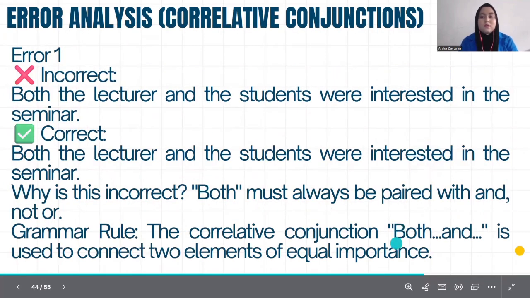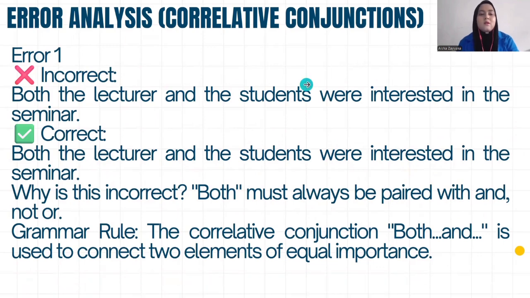And the last paragraph is correlative conjunction. Error number 1 is: both the lecturer or the students were interested in the seminar. The correct one is: both the lecturer and the students were interested in the seminar. Why is this incorrect? Both must always be paired with and, not or. Grammar rule: the correlative conjunction both...and is used to connect two elements of equal importance.